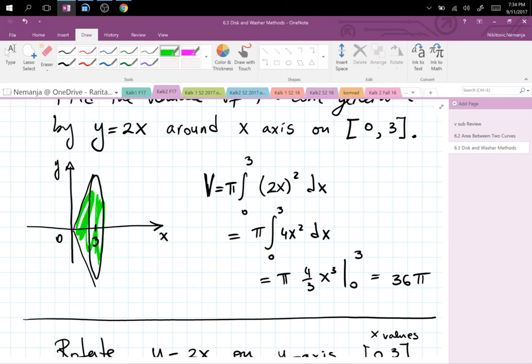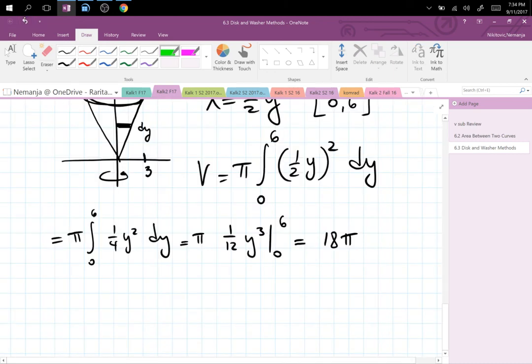Now, I can get them to be the same if the function was y equal to x, and then rotation on the x or y-axis wouldn't matter, because y equal x has 0 to 3 this way, 0 to 3 that way. No matter which one you rotate on, it would always be the same cone. But because it was 2x, they're different.